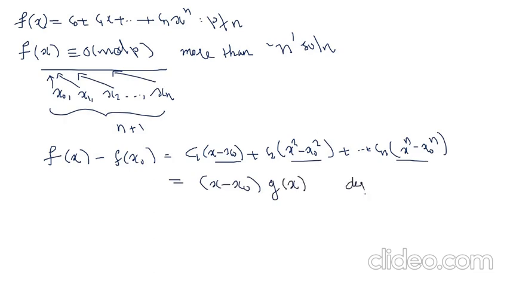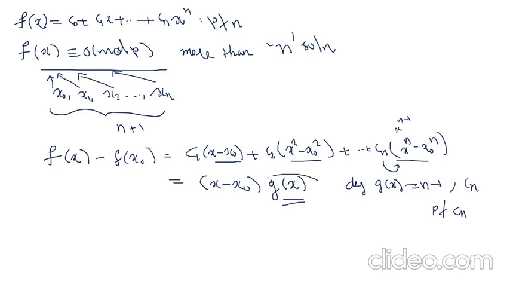This g(x) has degree n minus 1, and the leading coefficient comes from taking x minus x0 outside of all these terms. Finally, here it's a term of x^{n-1}. So finally we get that g(x) is a polynomial of degree n minus 1 with leading coefficient cn, and p does not divide cn.